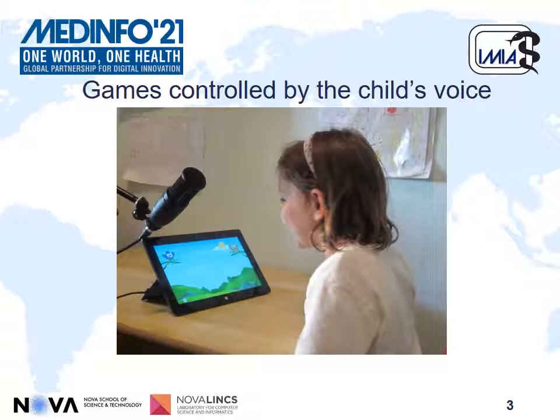An important characteristic of these games is that they are mostly controlled by the child's voice. The child has to do the speech exercises in order to progress in the game. If the child does the exercise correctly, she or he will progress in the game. Otherwise, the game won't progress. Another characteristic is the visual feedback given to the child about the speech production. And this can be given through the behavior of the game's character or in the way the game evolves.